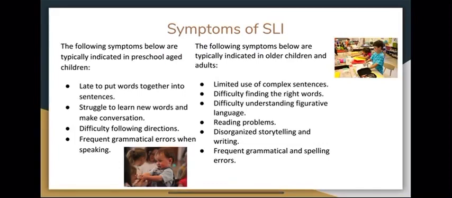Symptoms of SLI. I have 2 sections here. The first is for preschool-aged children, and the second is for older. The following symptoms below are typically indicated in preschool-aged children: late to put words together into sentences, struggle to learn new words and make conversation, difficulty following directions, and frequent grammatical errors when speaking. The following symptoms below are typically indicated in older children and adults: limited use of complex sentences, difficulty finding the right words, difficulty understanding figurative language, reading problems, disorganized storytelling and writing, and frequent grammatical and spelling errors.